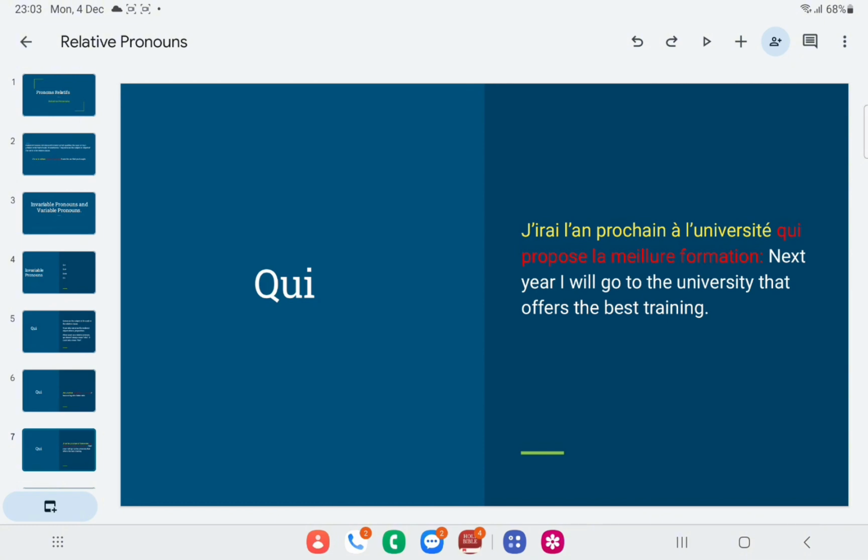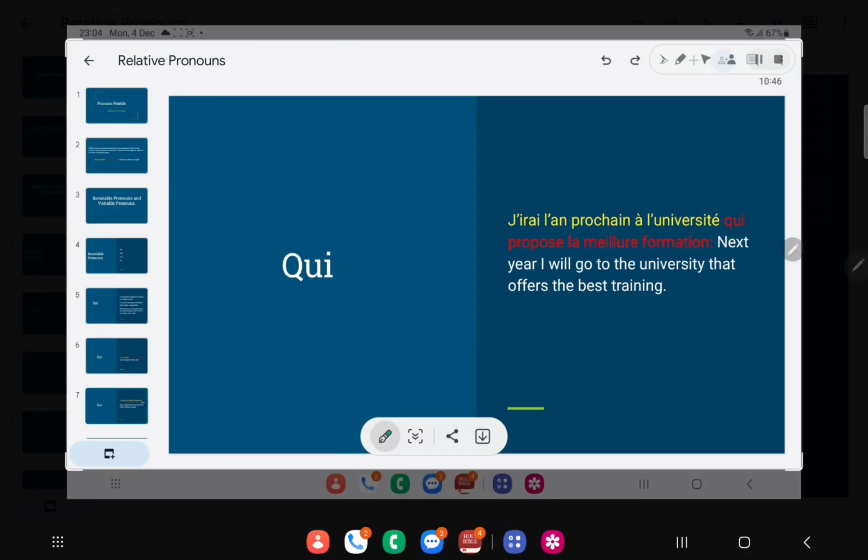So now, on the second example, j'irai l'an prochain à l'université qui propose la meilleure formation. So we have the main part of the sentence, something I'll call the main clause. And then we have the relative clause. The first part, j'irai l'an prochain à l'université. Second part, qui propose la meilleure formation.